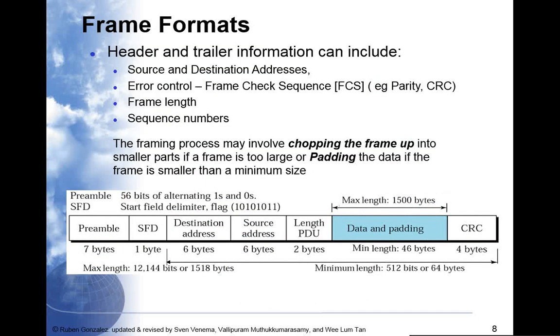There can be lots of different ways to package this information. So the header and trailer information can include the source and destination address, the error control information, something called a frame check sequence or parity, right? There's a number of these things that we could incorporate there. You might have the length of the frame, because potentially the frame can be variable size.